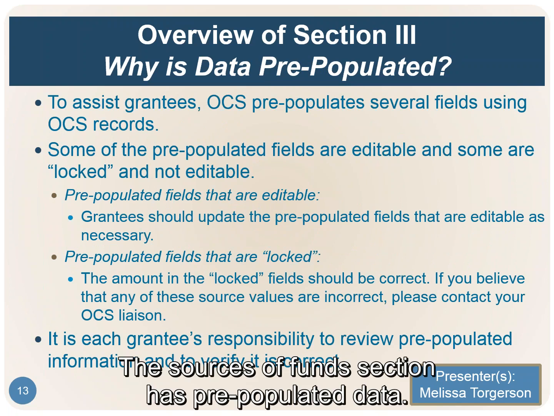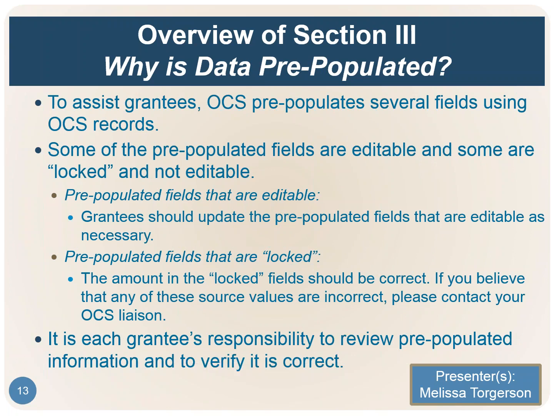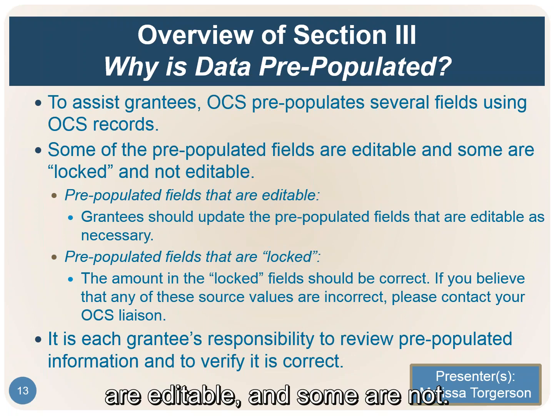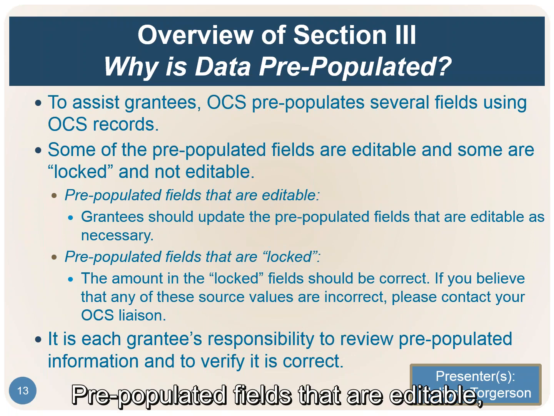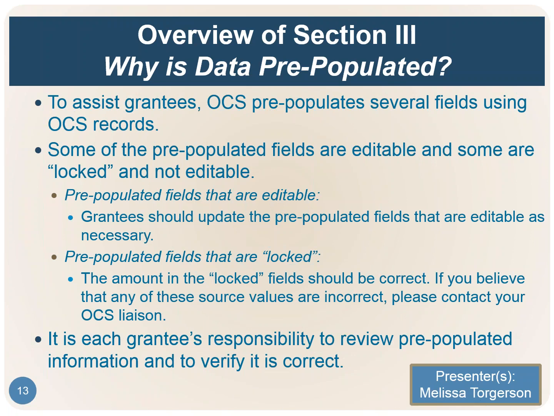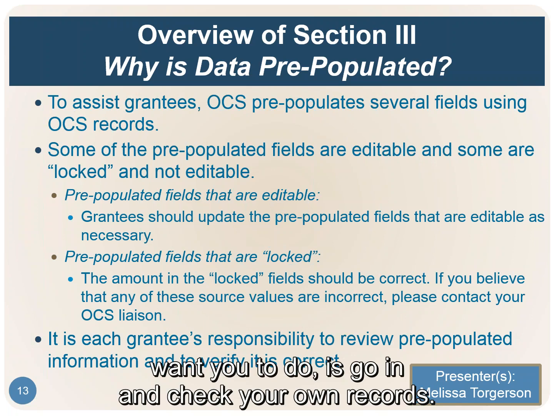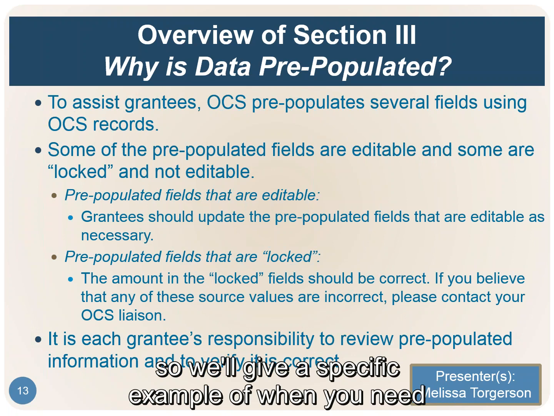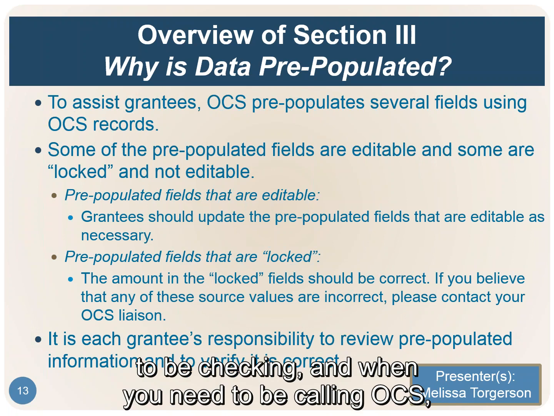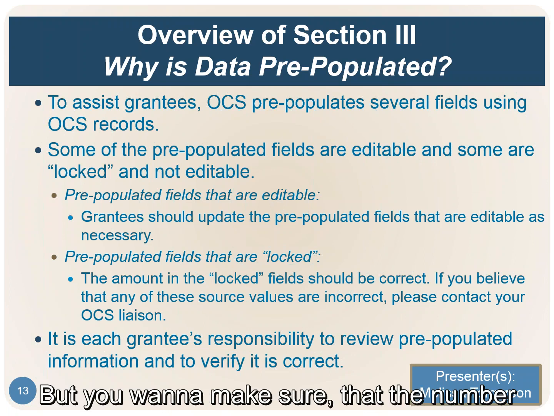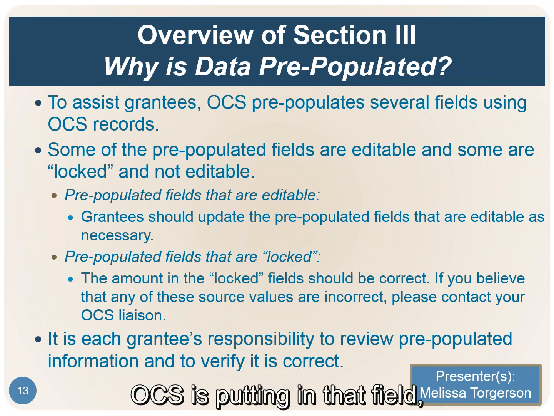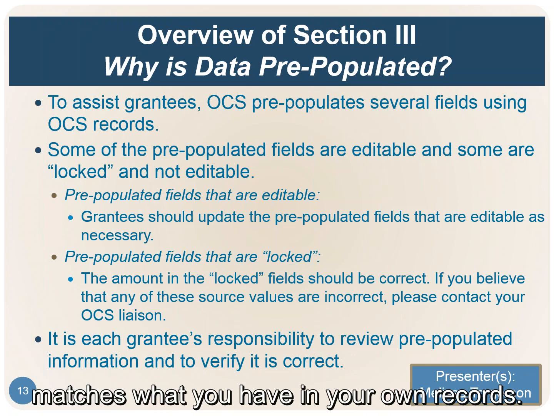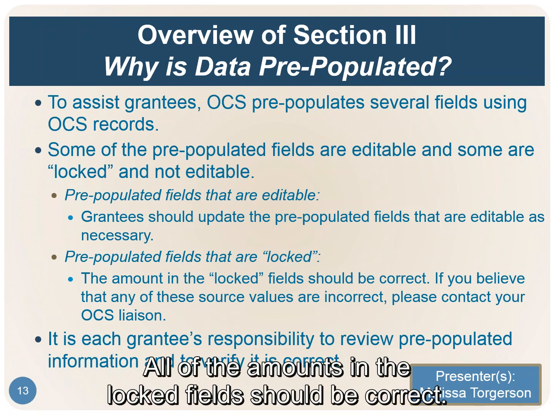The sources of funds section has pre-populated data. Some of the pre-populated fields are editable and some are not. For pre-populated fields that are editable, what we want you to do is go in and check your own records. We're going to go through each line, so we'll give a specific example of when you need to be checking and when you need to be calling OCS if something's locked. You want to make sure that the number OCS is putting in that field matches what you have in your own records. All of the amounts in the locked field should be correct.